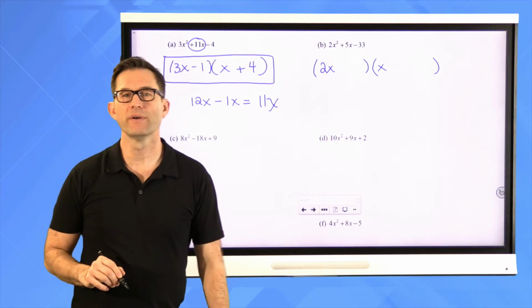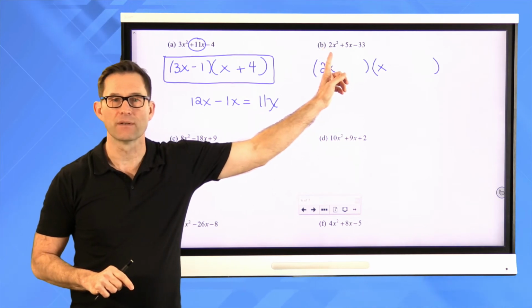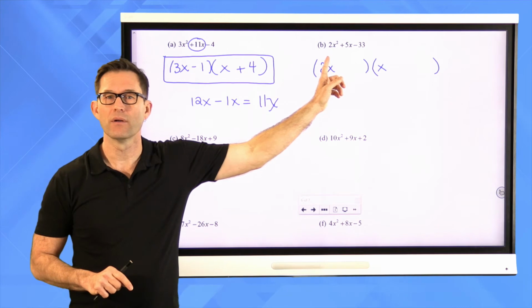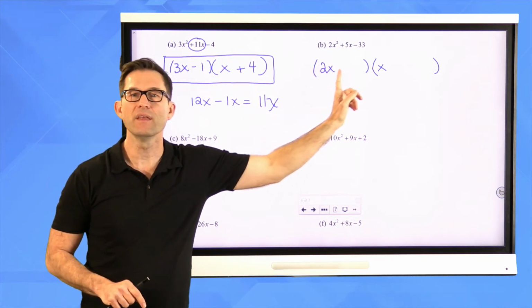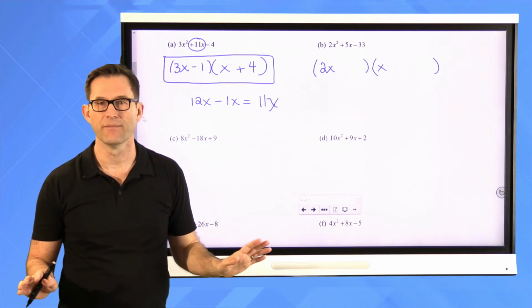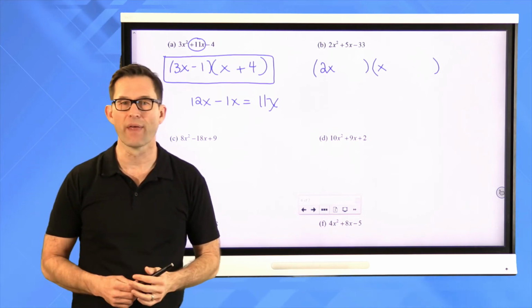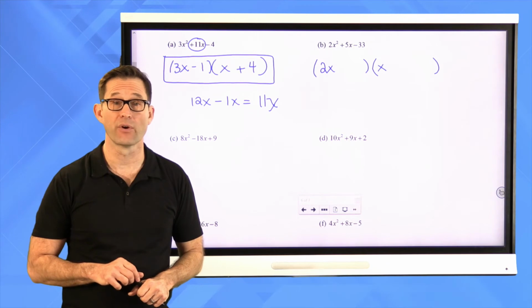And the only choice I have is a 2x times x. When the leading coefficient isn't 1, but it is a prime number, right? So the number 2 and the number 3 are prime numbers, then these are pretty easy because you only have one choice and that's it. Now the 33, there are a couple choices for that. One of them is 3 times 11 and one of them is 1 times 33.